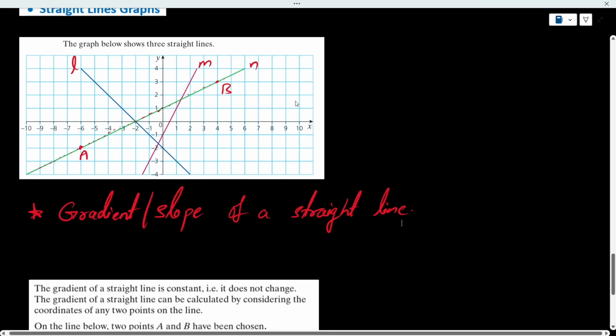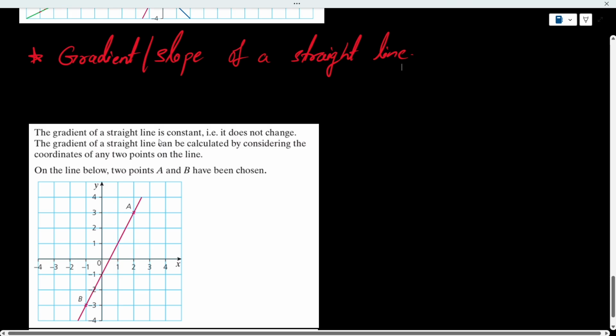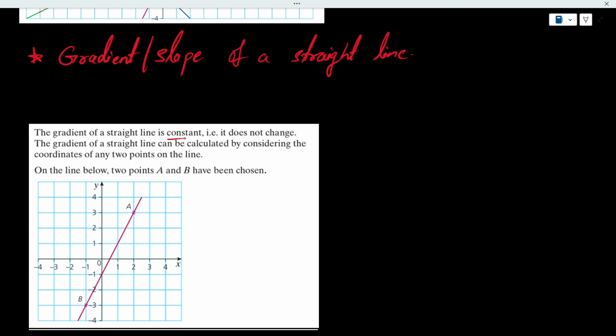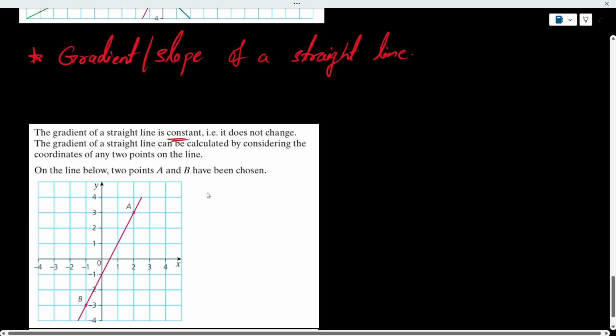Whenever we are taking, you can take any 2 points. See, the gradient of a straight line is always constant. Why do we say it is always constant? It does not change, because look at this example. If I take the coordinates of B here, it is going to be minus 1 comma minus 3, because you always write the x coordinate first, and the coordinates of A are 2 comma 3.